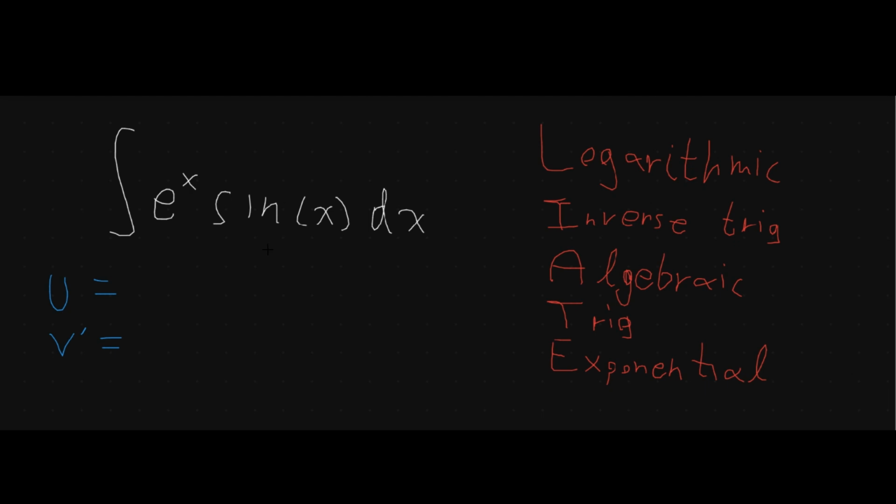So we said we will choose the trigonometric function to be our u, so this is sine of x, because it comes first in our list, and v dash is e to the x. Then we need to differentiate u. So what is the derivative of sine of x? It's just cosine of x. And we need to integrate v dash, or e to the x, and the integral of e to the x is just e to the x.